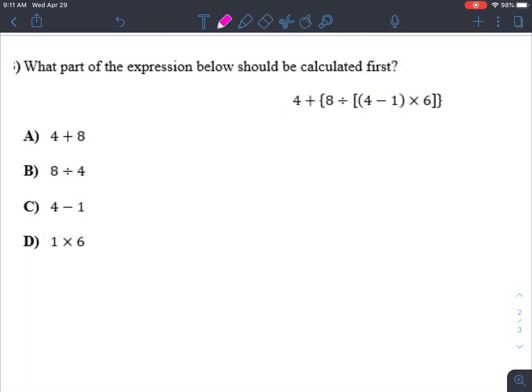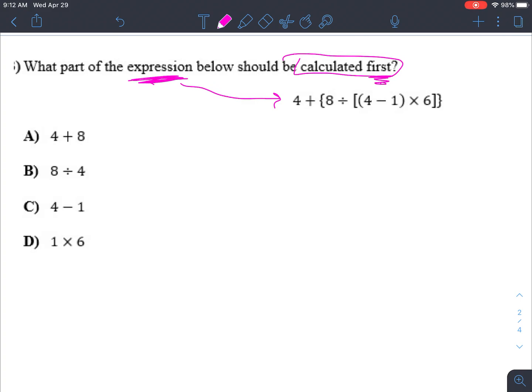Let's go ahead and read the problem. What part of an expression below should be calculated first? This is not really a word problem, so I think reading it once will be fine. I'm noticing that they're going to give me an expression, which is right here, and they don't want to know the answer to this problem. They literally just want to know what should you do first when you're solving this.